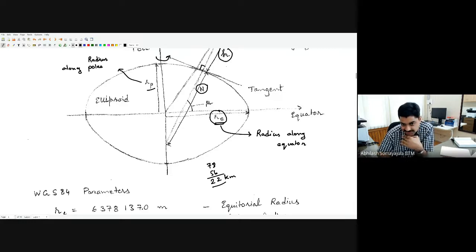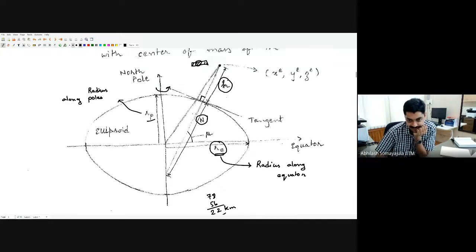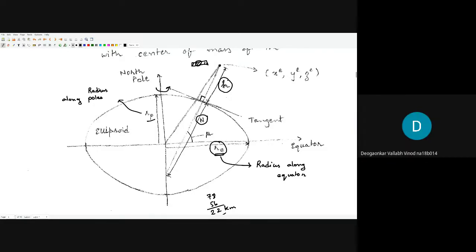In general, you'll see that this N will be pretty close between RP and RE. The figure here doesn't show that because my drawing is not so great, but please take me at my word that this N will not be significantly different from RP and RE. It will be somewhere between them.